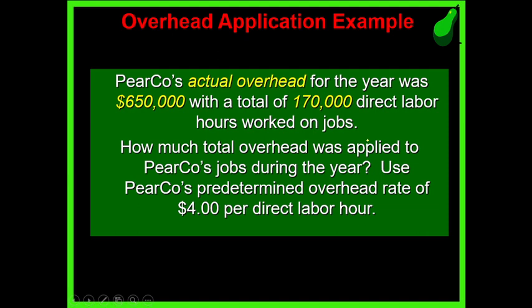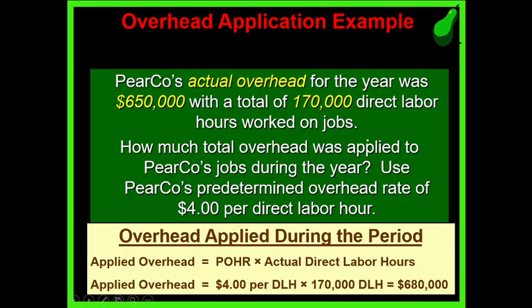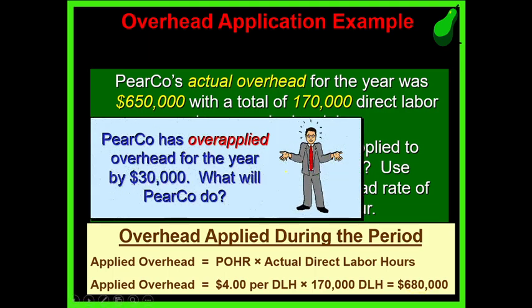How much total overhead was applied to Pirco's jobs during the year? Use the predetermined overhead rate of 4. So, you multiply 4 by 170 and then compare that to 650. So, you have your overhead applied, that's 4 times 170, you have 680. Okay, so 680. Compare that with 650, we now have a 30,000 that is overapplied.